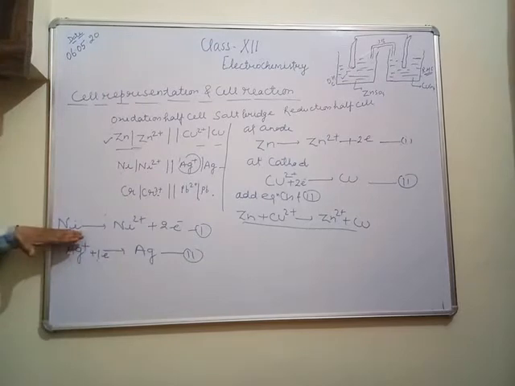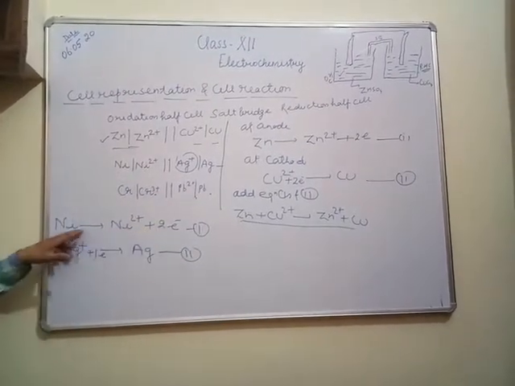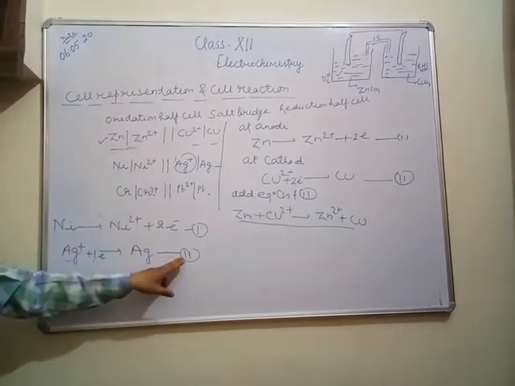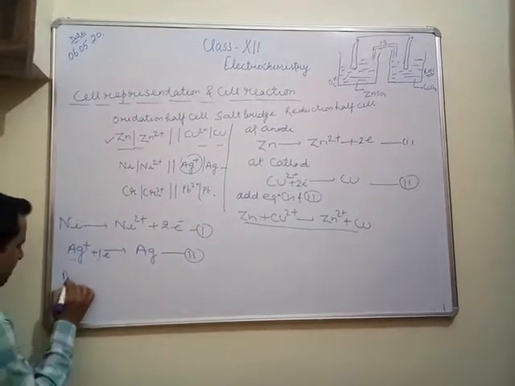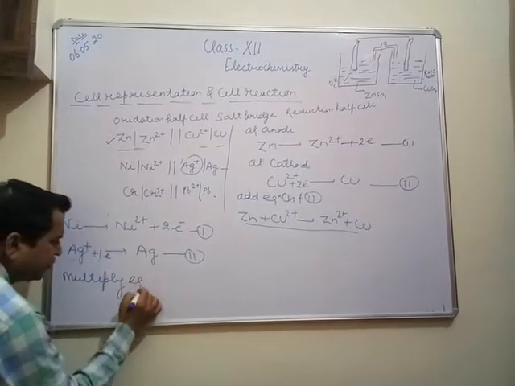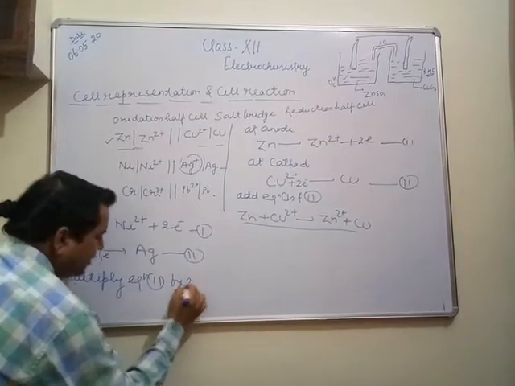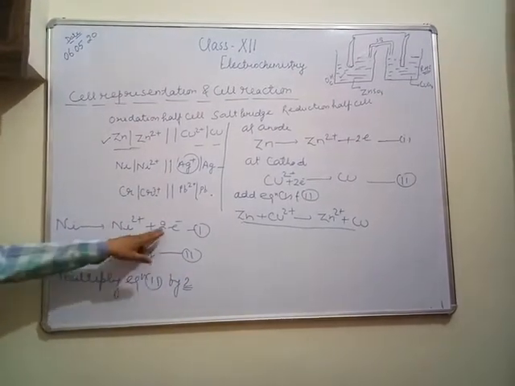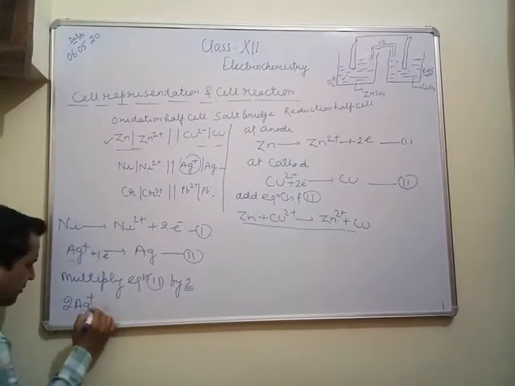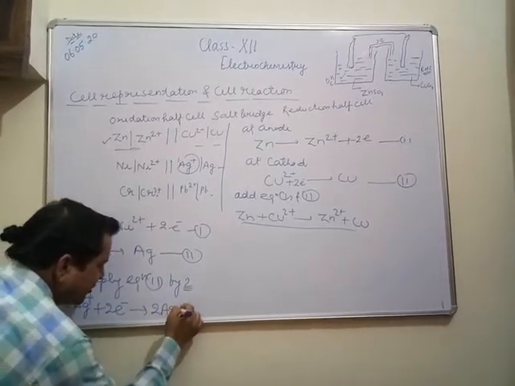Similarly, in this particular reaction you can see there are 2 electrons, meaning the nickel is donating 2 electrons while the silver atom is taking 1 electron. It means I will have to multiply equation number second by 2. Why I have multiplied is important, because the number of electrons should be equal, right? So it will become 2Ag+ + 2e- gives 2Ag, right? And this is equation third.